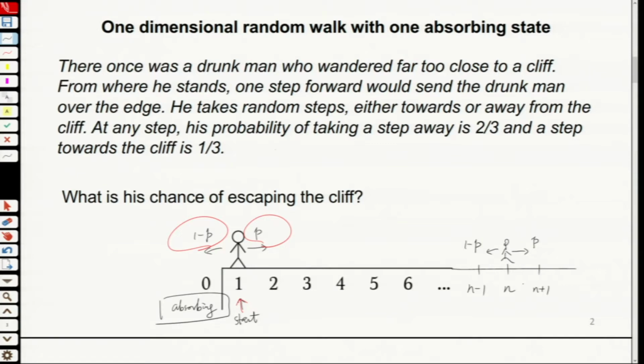So this guy is drunk. He has a probability p to go away from the cliff, and the probability 1 minus p towards the cliff. And here, this is the absorbing state. Once you are here, you will not be able to escape. Okay? So p and 1 minus p is always the same at different locations. Now, what's the probability of escaping the cliff? So this is the question we are trying to study in this class.